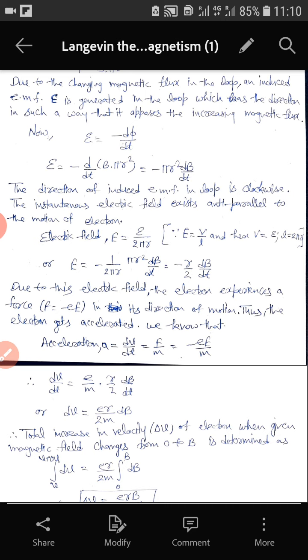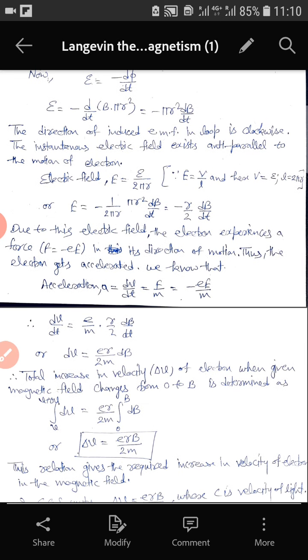So dv over dt will be e by m times E, and now substituting the value of capital E, which is minus r by 2 dB by dt, this value becomes e r by 2m dB by dt, or dv becomes e r by 2m into dB. The total increase in velocity of the electron when the magnetic field changes from 0 to B is determined by integrating this equation with the limits v to v plus delta v on the left, and the right-hand side integrated from 0 to B.